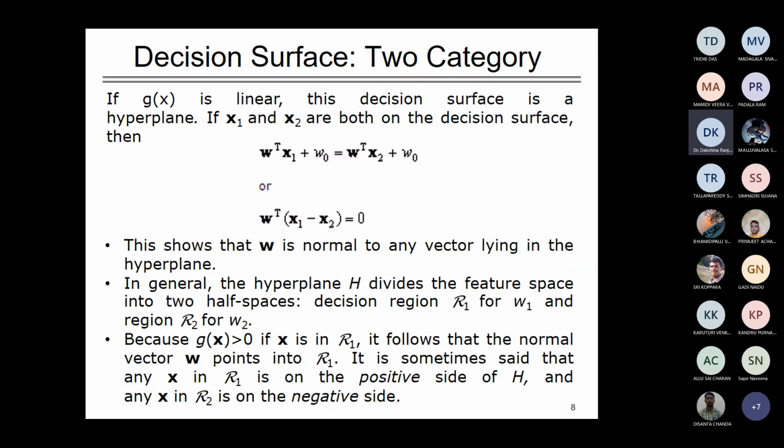Because g(x) > 0 if x is in R1, it follows that the normal vector w points into R1. It is sometimes said that any x in R1 is on the positive side of H, and any x in R2 is on the negative side of H. As I said earlier, whenever this function is found to be greater than 0, then x will be on the positive side, otherwise it will be on the negative side.